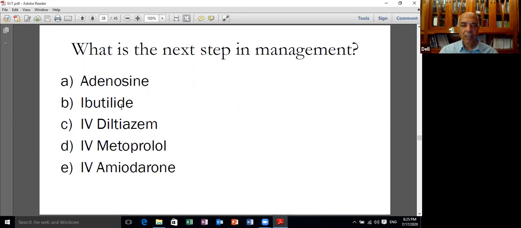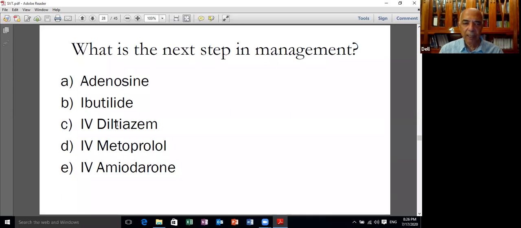The correct answer is ibutilide, a class 3 antiarrhythmic drug, given as 1 milligram over 10 minutes. You wait another 10 minutes, and you can repeat 1 milligram over another 10 minutes. It is very effective in blocking the accessory pathway. Adenosine is absolutely contraindicated because it blocks the AV node and has no effect on the accessory pathway. It enhances the conduction through the accessory pathway, so the rate of ventricular activation will increase.